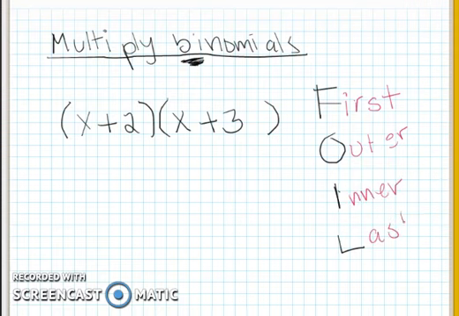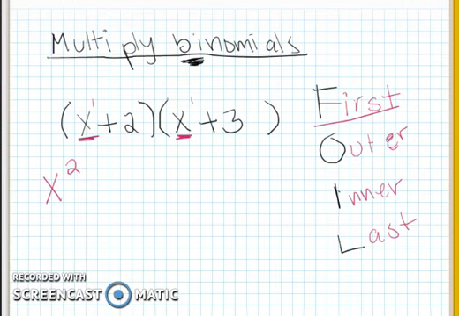Outer, inner, and last. Okay? This tells us how we're going to multiply. First, first, outer, inner, and last. Let's do the first one. The first numbers are labeled right here. So first is going to be x and x. Now, they're both to the first power. They have an exponent of 1. When I multiply same base, the exponents add. So that becomes x squared.